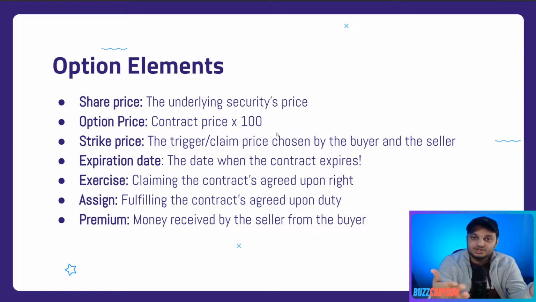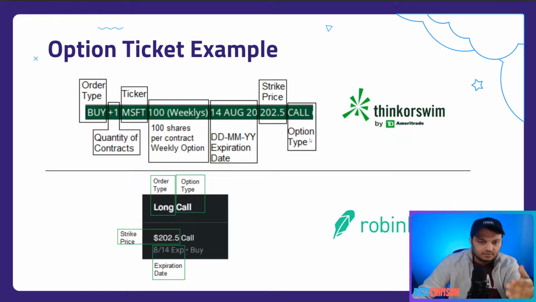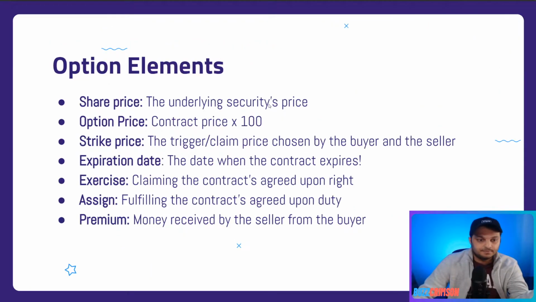Strike price, as I mentioned, trigger price, claim price. I want you to look at this. The reason why I was able to see this contract available for buying is because someone else is willing to sell it. And that person chose this strike price. Now, if I bought this option, I would also choose this strike price, right? So it's chosen by the buyer and seller. There's always someone else on the other side of the table.